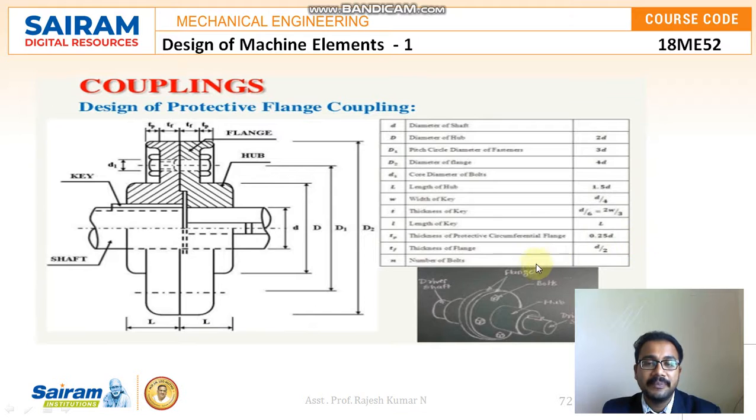it is capital L. And we have TP and TF, where TP is nothing but the thickness of the protective circumferential flange. The formula is 0.52D, and TF is nothing but the thickness of the flange, that is half of the shaft diameter. And N is nothing but the number of bolts which we are using. You can see in these sketches where the number of bolts is mentioned.